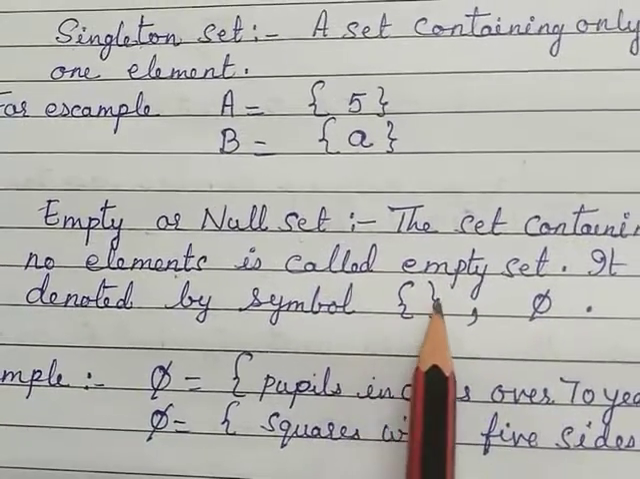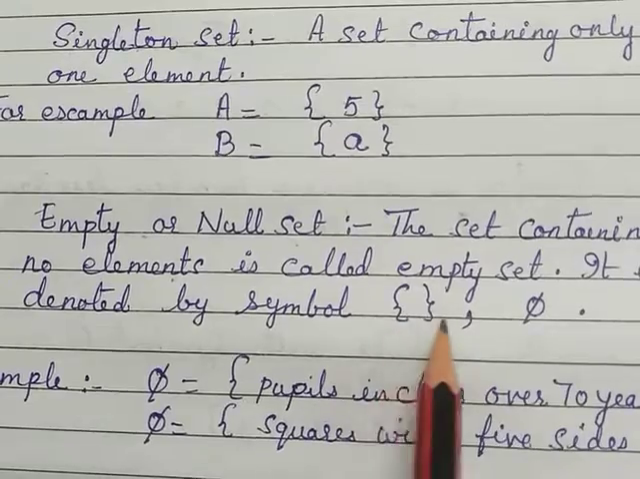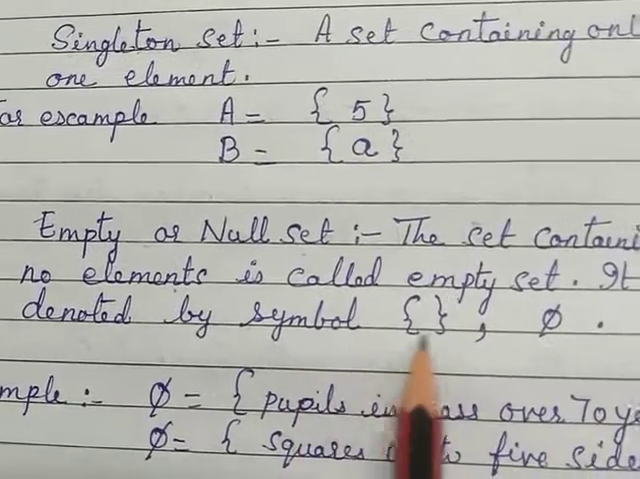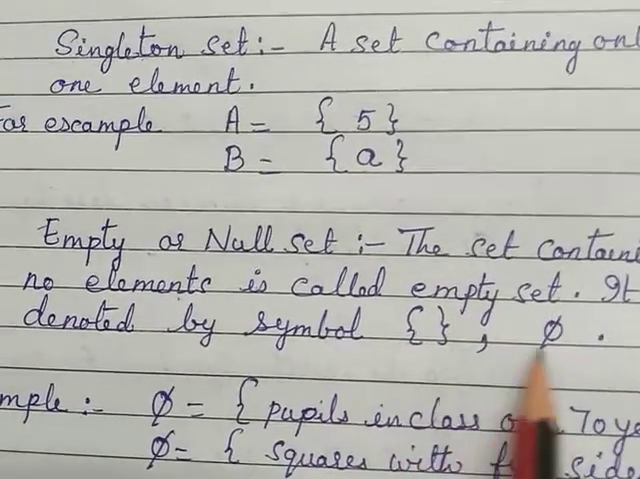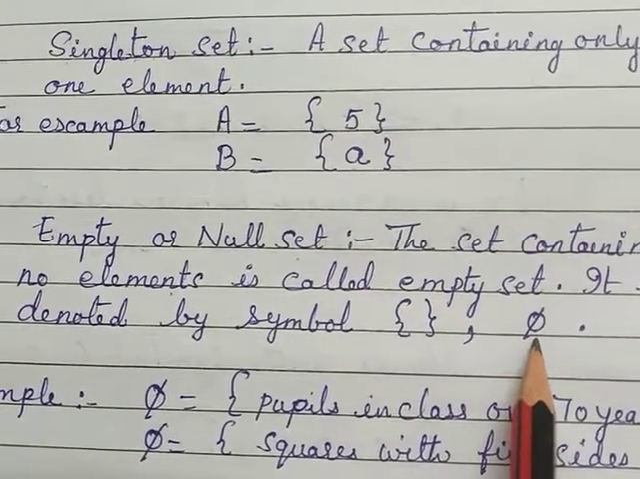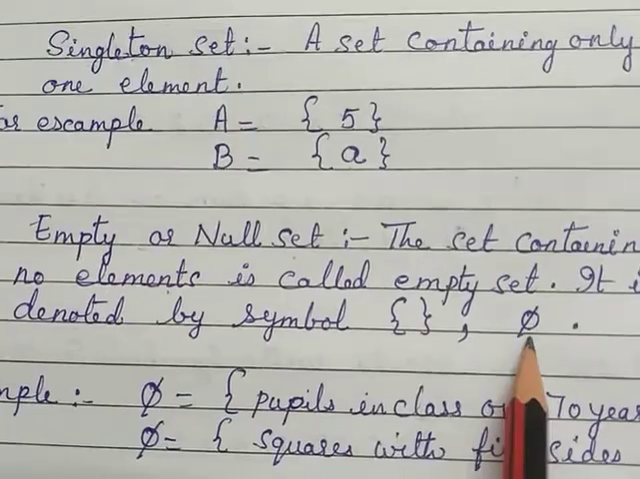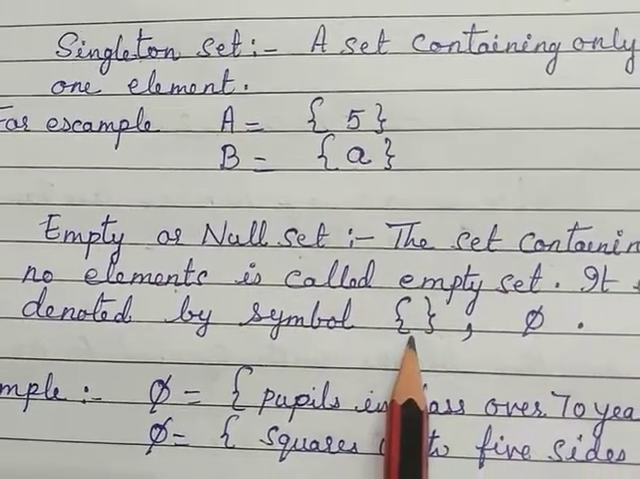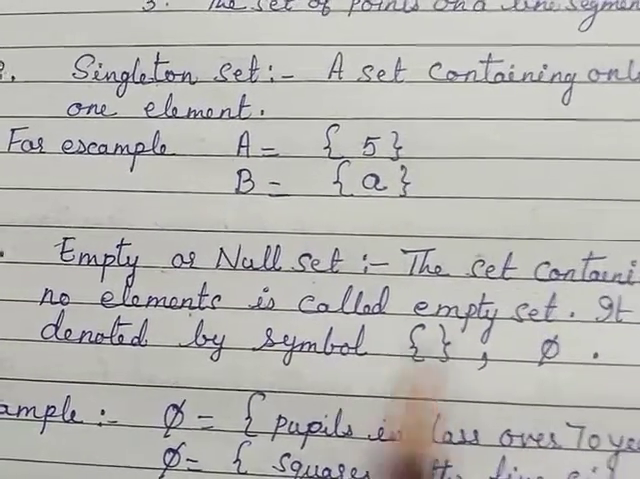But here you can see the set is empty. There is nothing inside it. So it can be denoted by this or by the symbol, this one. This is also the symbol or sign of empty set or null set. This way also you can denote. That means it is an empty set.